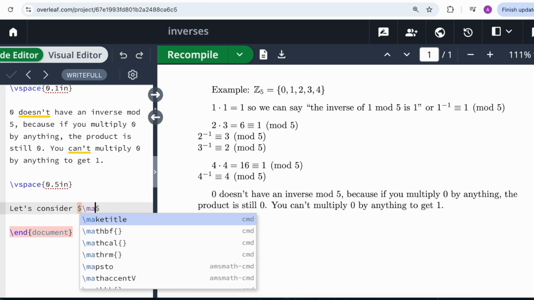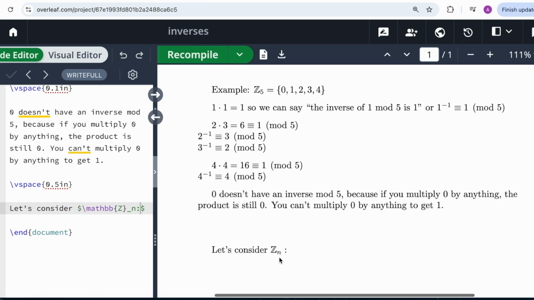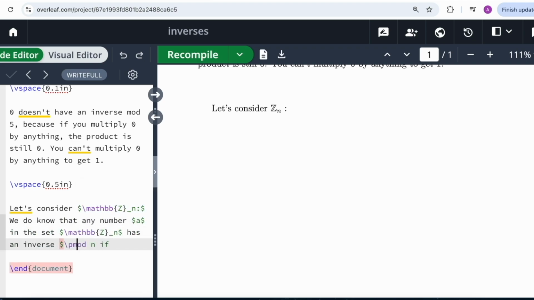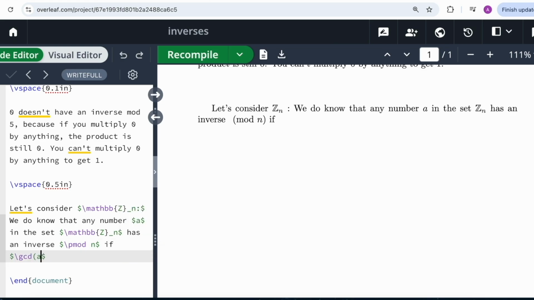Or let's just consider Zn in general. So if we have Zn, just in general, we don't know if n is a prime, we don't know anything about it other than it's a positive integer, what can we figure out? Any number a in the set Zn has an inverse mod n if a and n are relatively prime, which means that the greatest common divisor of a and n is equal to 1, aka if a and n don't share any factors other than 1.